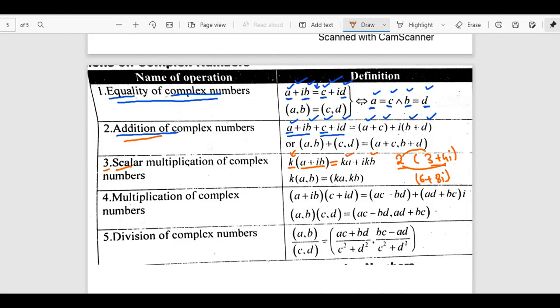But if you have multiplication of complex numbers, this is just like we do things in maths. We have a plus iota b and we have c plus iota d. So you will multiply ac and you will multiply. Let's do it on the whiteboard.